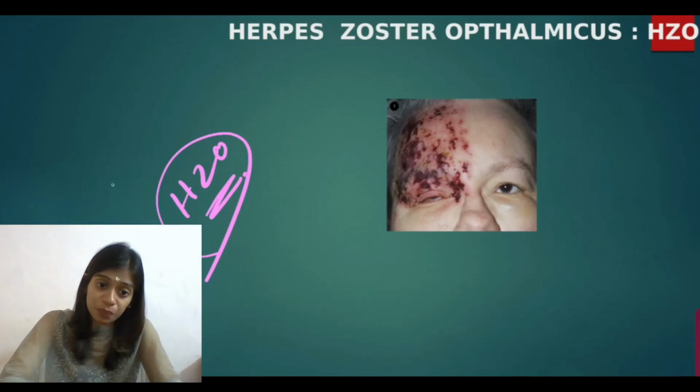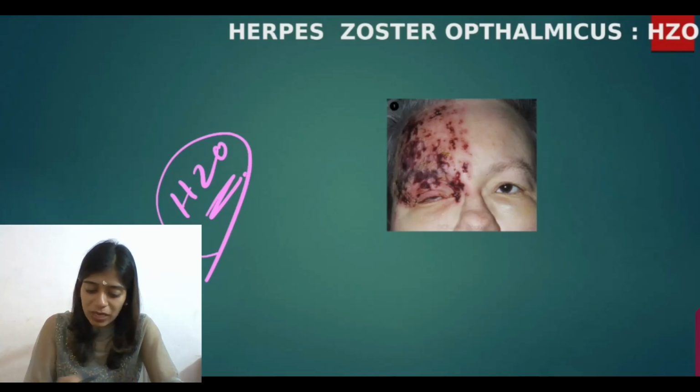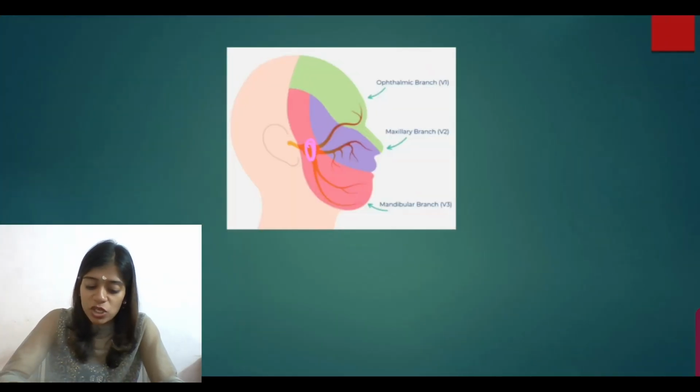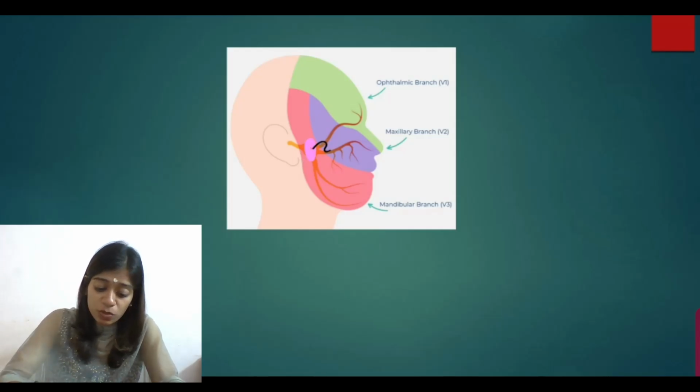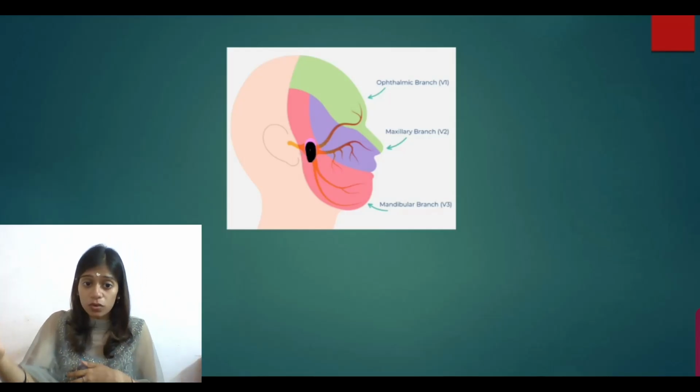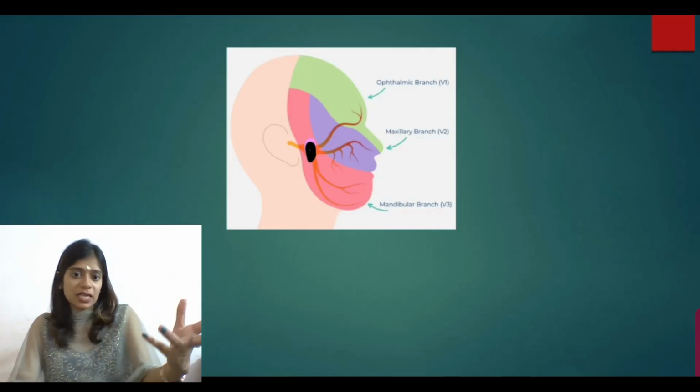See, this virus, the chickenpox virus, will remain dormant in the trigeminal ganglia. Do I have a picture of that? Yeah. So in the trigeminal ganglia this virus will remain dormant, and as age progresses, this virus starts to get activated again.